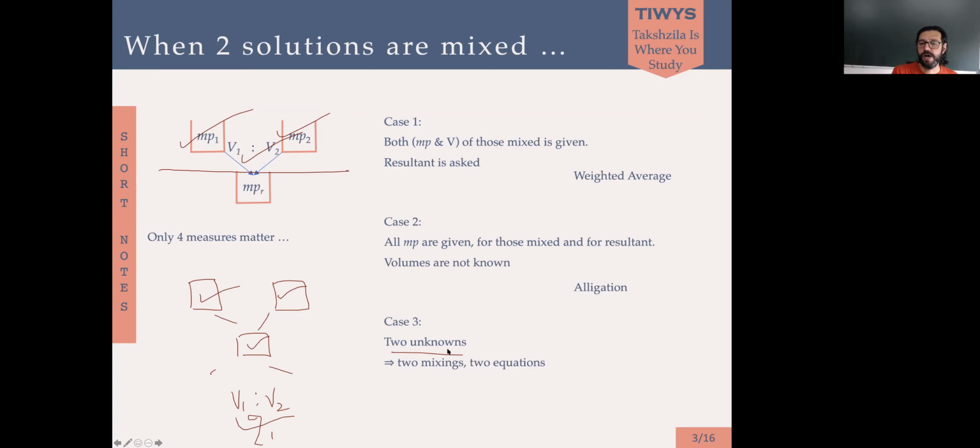And if there are 2 unknowns, remember this also, it should be very clear. In this case, there are 2 unknowns instead of 1. Then there has to be 2 mixings and 2 equations. Watch out for these also. So another 2 minutes gone in just introducing.